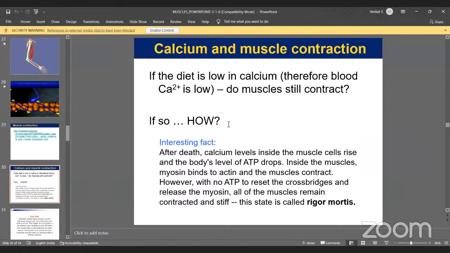This state is called rigor mortis. Rigor mortis refers to the stiffness after death. The muscles are not activating, because the cells are no longer functioning and the muscle automatically hardens. There is no oxygen, and it is called rigor mortis.